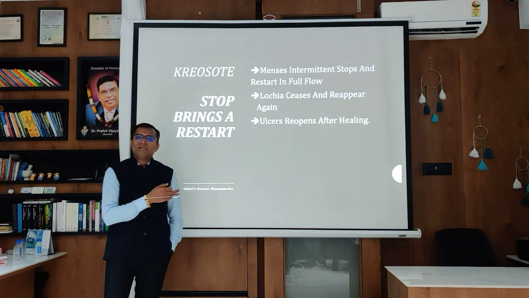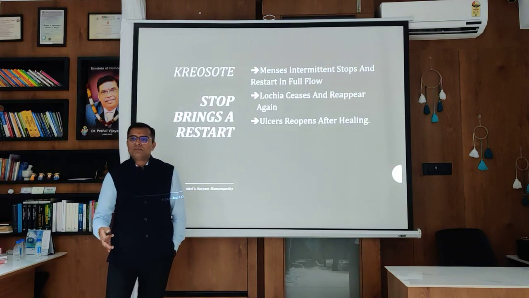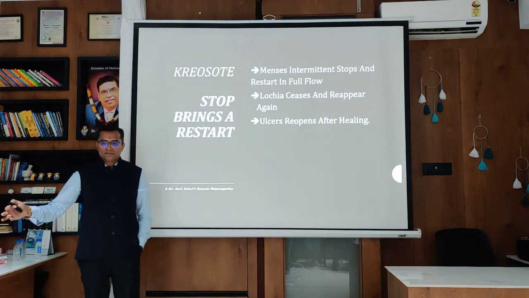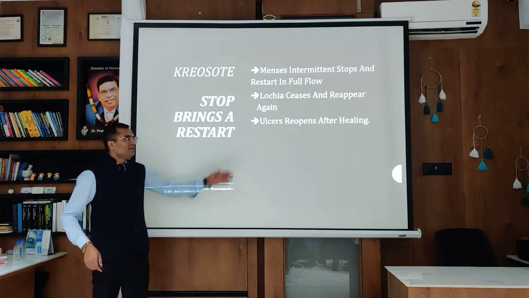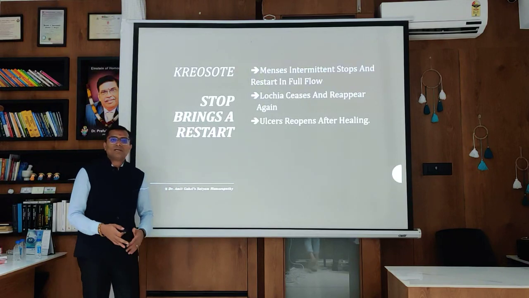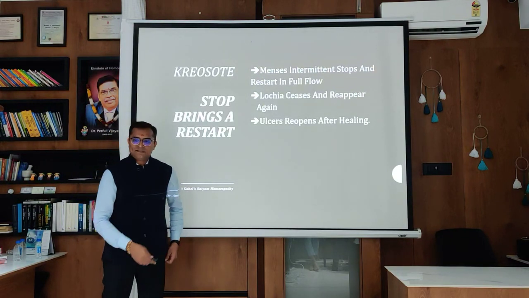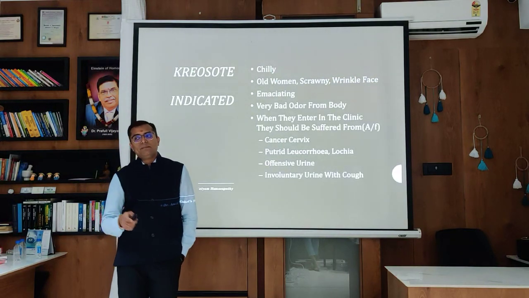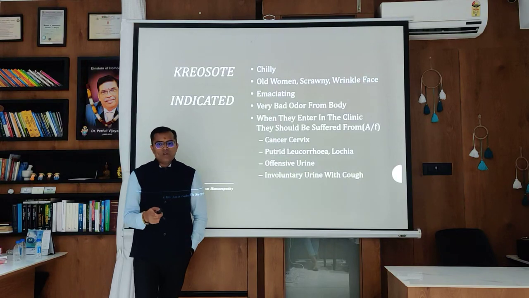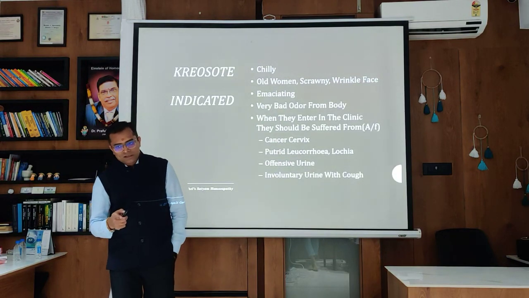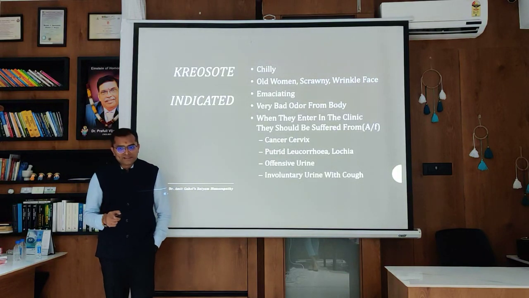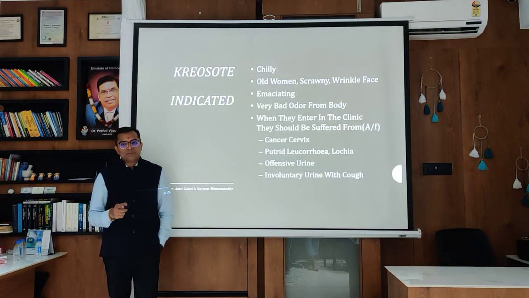So the patient comes and says the period has come for a day, then it stops, then it starts again. That is what stop and start means. In the same way, in the healings also, an ulcer heals and then reappears. So creosote is indicated in a cold, scrawny, wrinkled-faced, emaciated, chilly woman having a very bad odor from the body, with a tendency to cancer, especially cancer of the cervix, putrid leucorrhea, offensive urine and offensive urine with the cough.